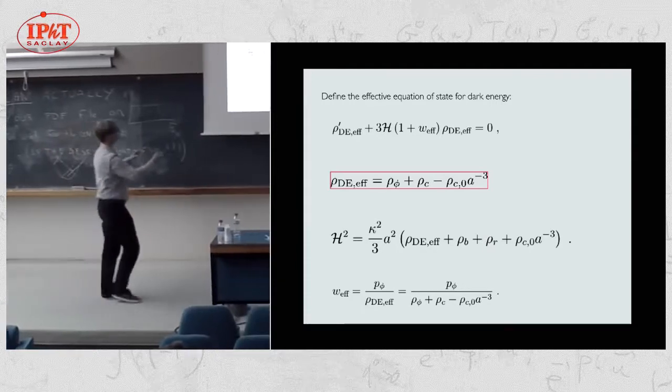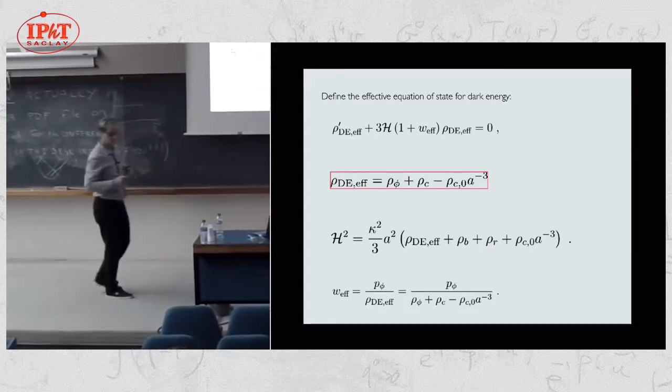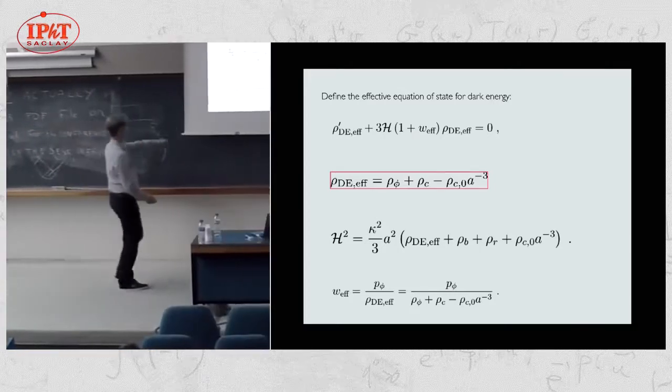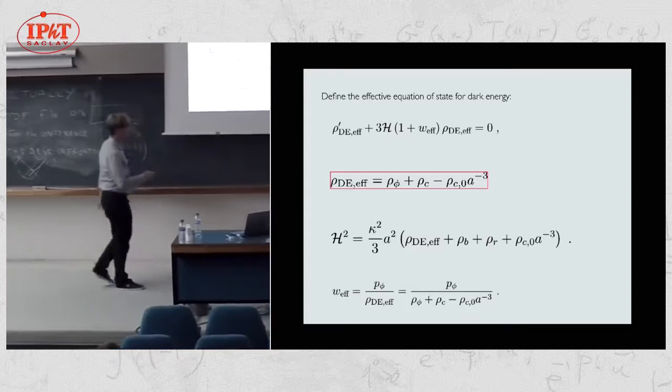If rho c would scale like a to the minus 3, this contribution would go away. It's just rho phi. But if it doesn't scale like a to the minus 3, this part is absorbed in dark energy. And the effective equation of state is then defined via this equation here. And then you just couple equations together.